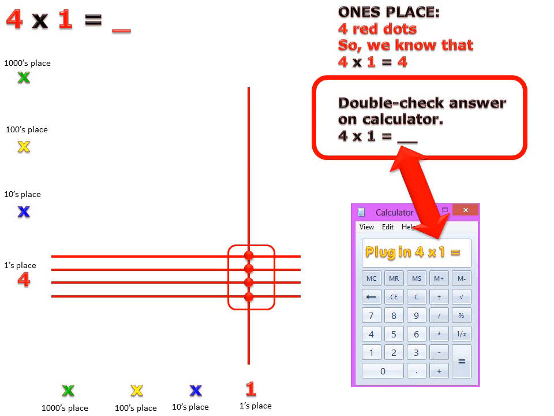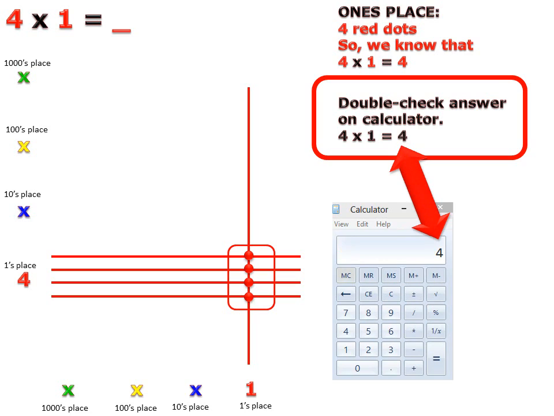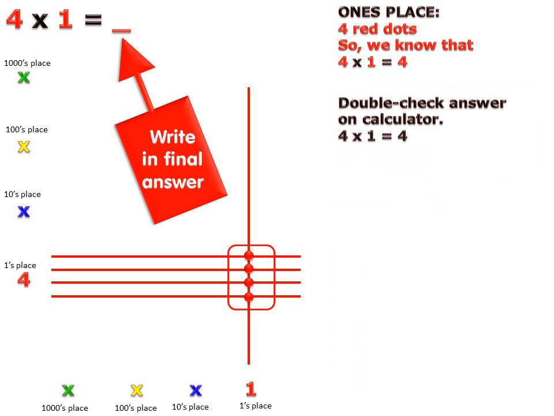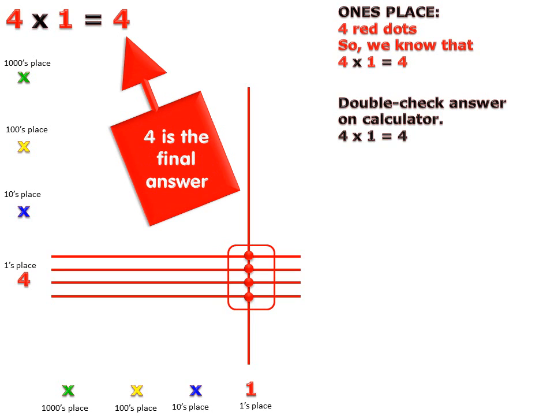Double check your answer on the calculator. You're going to plug in the numbers. 4 times 1 equals 4. Write in your final answer. 4 is the final answer.